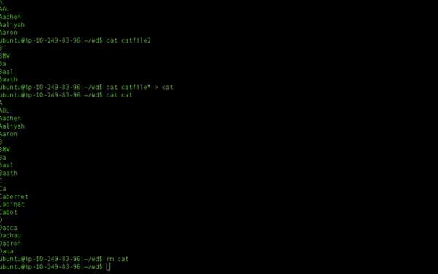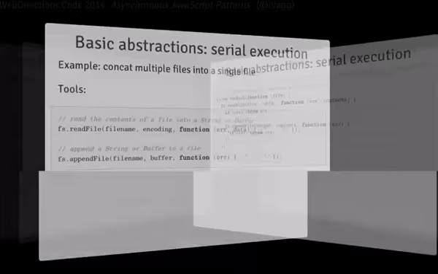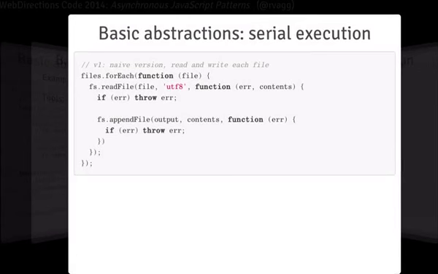Okay, that's fair enough. In Node, we're going to have problems with that because the ordering is going to be an issue. The tools we're going to use are readFile to read the contents of a file, and then appendFile to append some data to an existing file or make a new file if it doesn't exist. So this is a naive approach. Given an array of files, submit readFile operations for them, and when we get each one back, append that contents to the file that we care about.